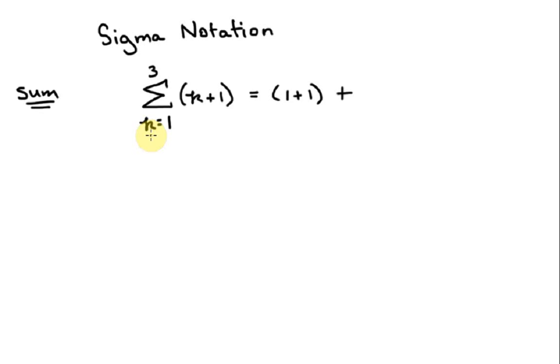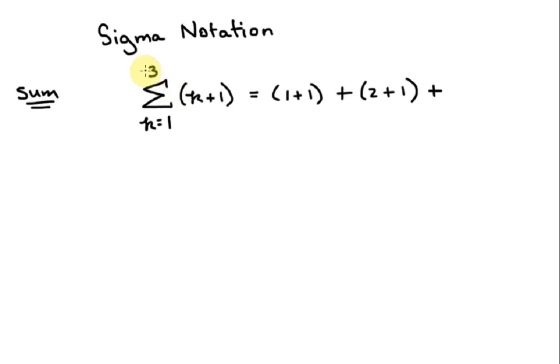Now your next term is K gets bumped up to a 2. These always go up by full steps. So it goes from 1, now it bumps up to a 2, and I'm going to put a 2 in where the K is. So my generator produces 2 plus 1. That's my second term in the sum. And plus, now K gets bumped up to 3.